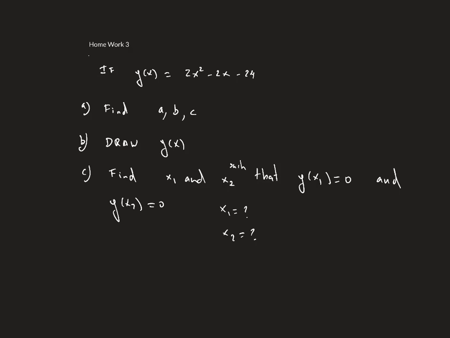Homework 3 says you have a parabola, and this is the parabola. The first question asks you to find a, b, and c. Very easy. Then draw y of x. Well, you put points and you draw the parabola. The third question is to find x1 and x2 such that y of x1 and y of x2 are 0.